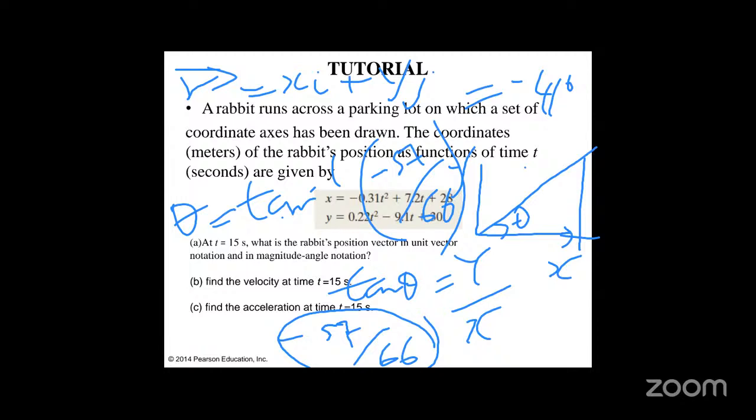So that is A. We have just solved only A. What is the rabbit's position vector in unit vector notation? We got that as 66i minus 57j, all in meters. Then what is the magnitude? The magnitude is 87 meters. And what is the angle? The angle is minus 41 degrees. So let's move to B.